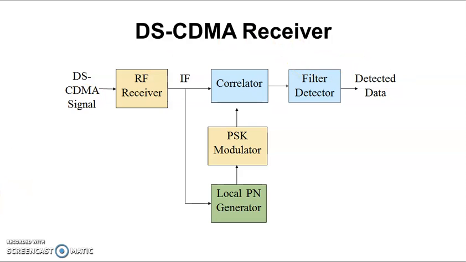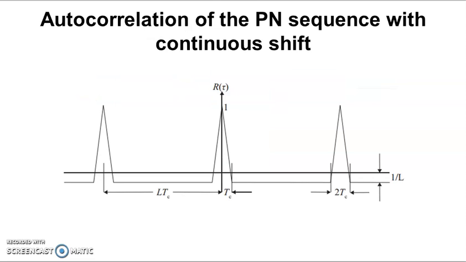Then we can continue with the autocorrelation of the PN sequence. Now we have an analog correlator of a PN sequence, where the time shift of the sequence is continuous, and here you can see that the peak occurs at 0 time shift, within 1 bit period on either side of the normal position. The autocorrelation has a triangular shape, with chip period TC, and it extends from minus TC to plus TC.